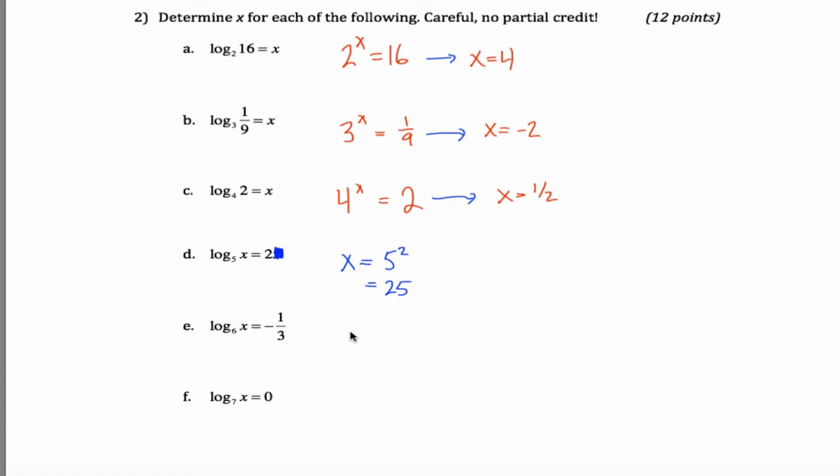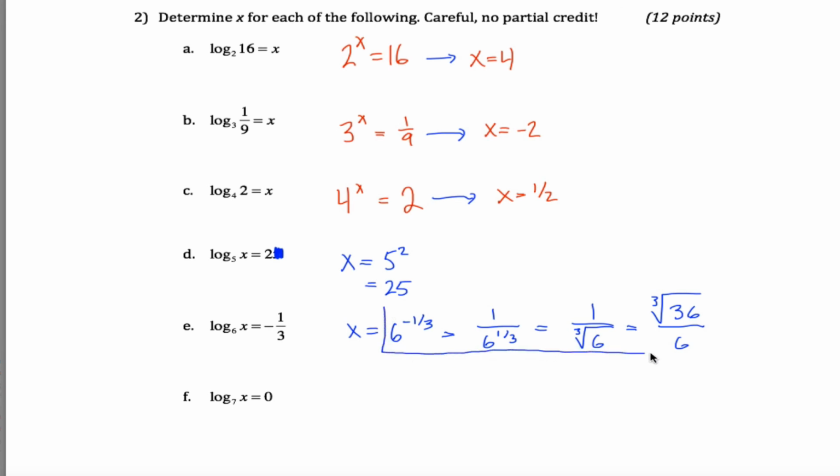Log base 6 of x equals -1/3. That is telling you that x is equal to 6 raised to the -1/3 power, which is equal to 1 over 6 to the 1/3 power, which is equal to 1 over the cube root of 6, which if you felt like rationalizing the denominator, you could say that's the cube root of 36 divided by 6. But frankly, any of these answers are okay with me. So I'll put the box around all of them. Maybe for this one, I'll just put the box around the 25.